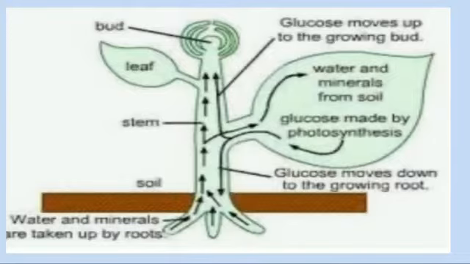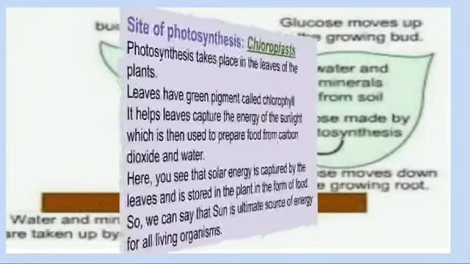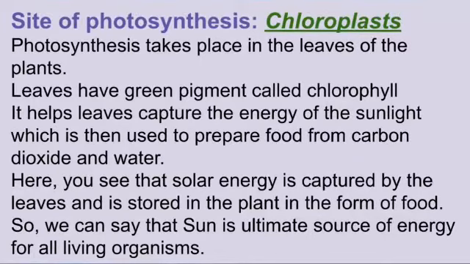So do you know why leaves have a green color? Yes, let's talk. As you know, the site of photosynthesis is the chloroplast, which is present in the leaves. So photosynthesis takes place in the leaves of the plants. Leaves have a green pigment called chlorophyll. It helps leaves to capture the energy of sunlight, which is then used to prepare food from carbon dioxide and water. As you know, carbon dioxide and water are the raw materials needed by the plant to make their recipe, make their food.